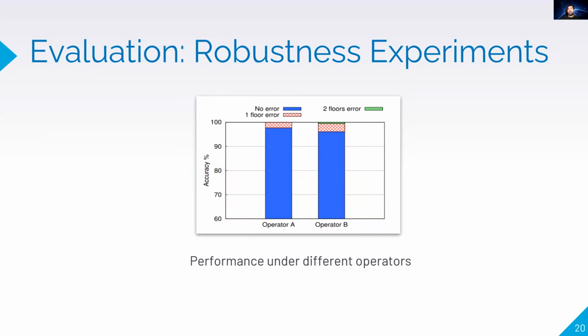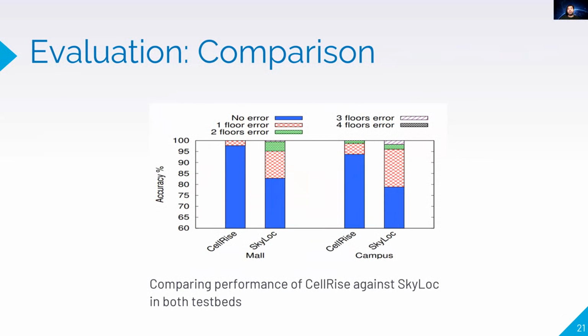Here we test the performance of CellRise in two different operators, and it obtains a consistent performance, as we can see from the figure. Here we compare CellRise to the Skyloc system, which is a state-of-the-art cellular-based floor localization system that uses k-nearest neighbor to find the floor whose fingerprint is the most similar to the signal scan received in the online phase. CellRise outperforms Skyloc in the two test beds due to its provision to extract floor discriminative features and also the power of using deep learning.